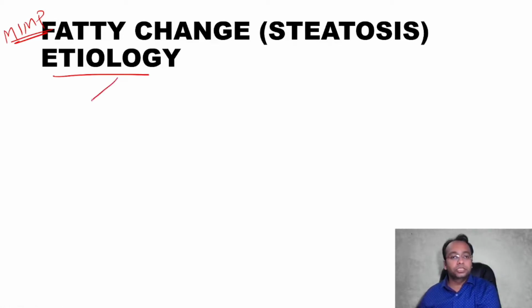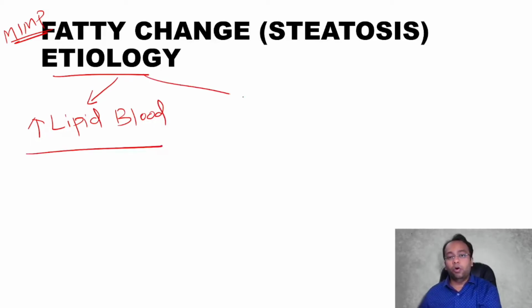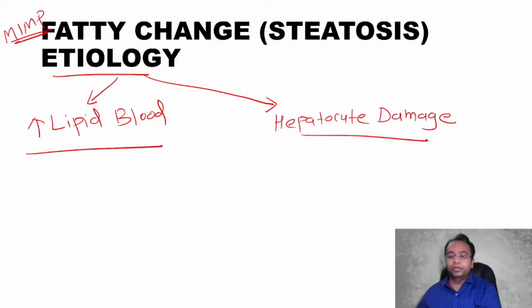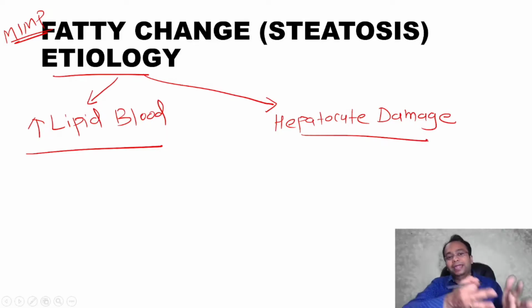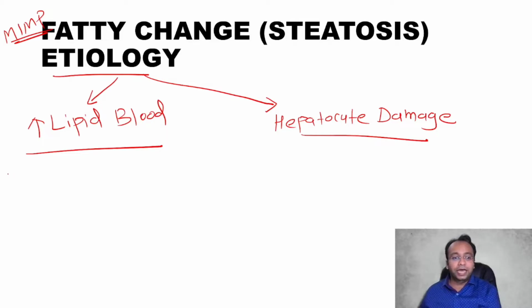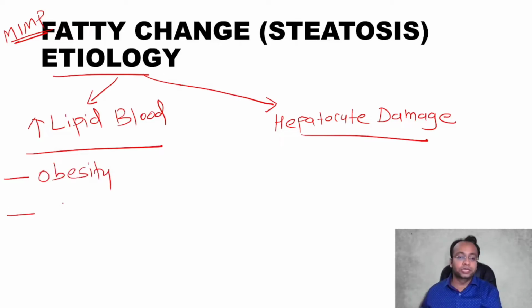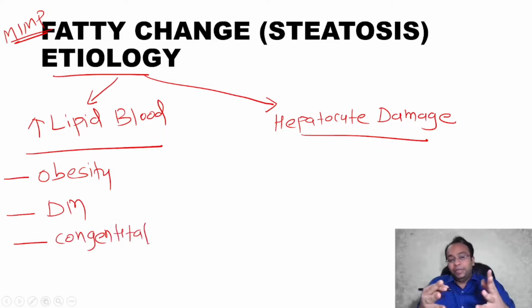So obviously the causes could be of two types. One is if you have increased lipid in your blood, which is known by the name hyperlipidemia, or you can have hepatocyte damage. If you have hepatocyte damage, then lipid metabolism is affected, and so the fat gets accumulated in the liver. So in which condition is hyperlipidemia occurring? You can have high lipid level in your blood if the patient is obese. So obesity is the most important cause. The second one is diabetes mellitus. And third one is if you have a congenital defect. Congenitally also there can be hyperlipidemia.